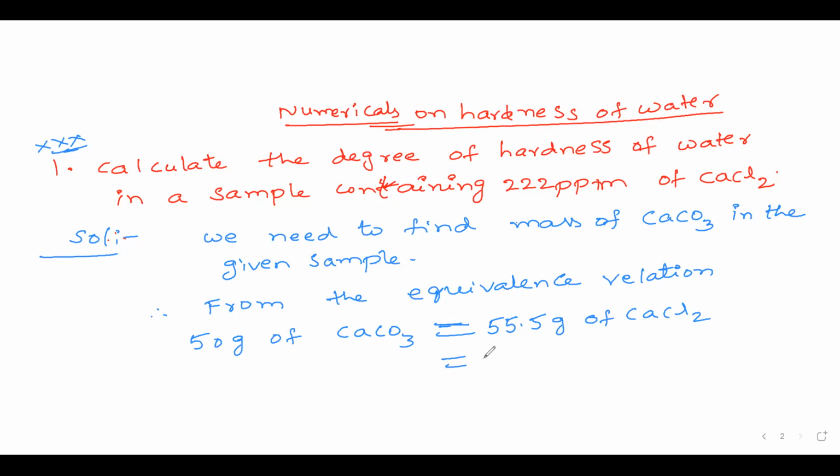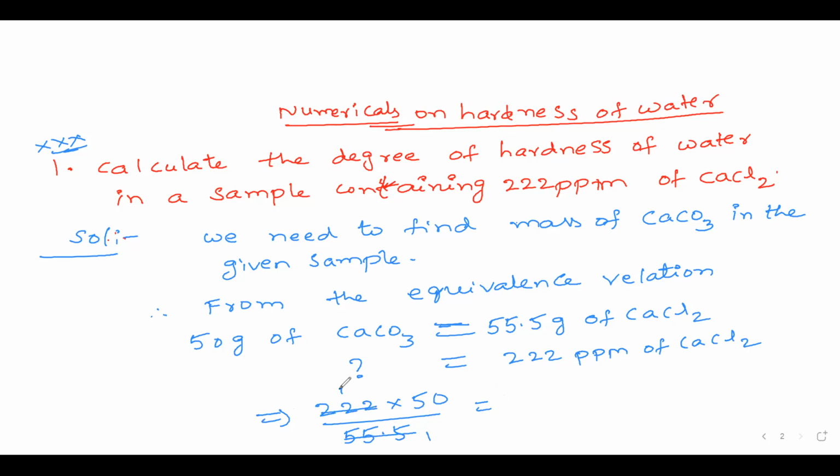So this implies 222 ppm of calcium chloride contains how much? It is equal to 222 into 50 divided by 55.5, which is coming around 200, because this is one time, this is four times. So 4 into 50 is equal to 200 ppm. So in the given water sample, calcium carbonate amount is 200 ppm.